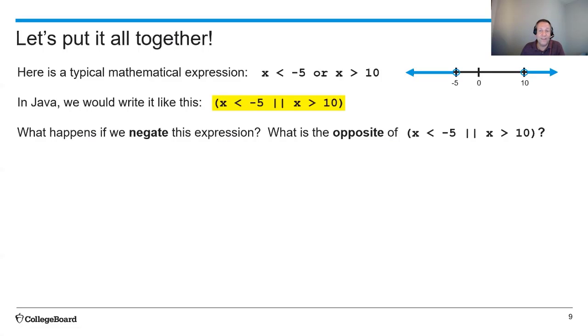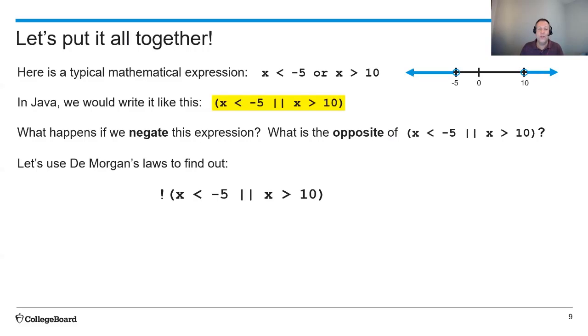Well, I'm going to negate it. So when I negate it, can I use DeMorgan's Law? Sure. So here is not x less than -5 or x greater than 10. What happens using DeMorgan's Law? I distribute the negative, or distribute the not, and I flip the or to an and. So not x less than -5 and not x greater than 10.